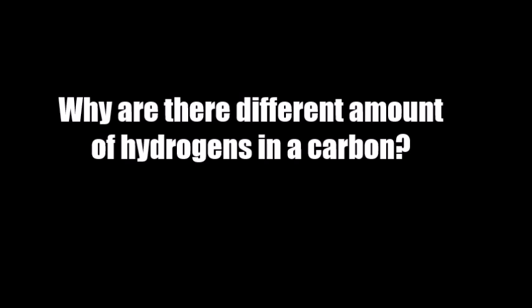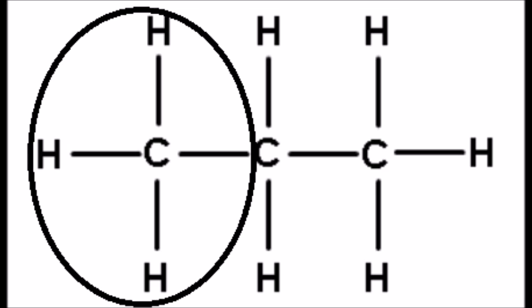You must be wondering why there are different amounts of hydrogen in a carbon. Carbons have 4 valence electrons, and in order for it to exist, 4 more electrons are needed. Hydrogen is an exception, for it only needs 1 more electron in order to exist.